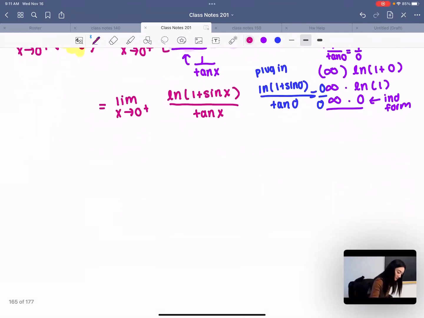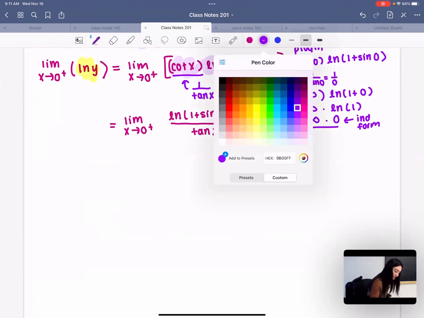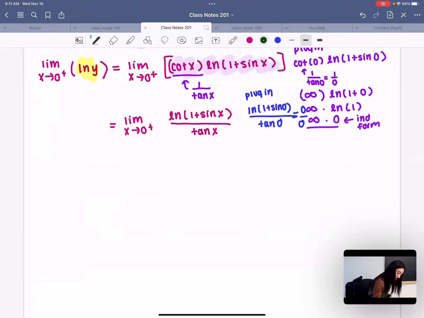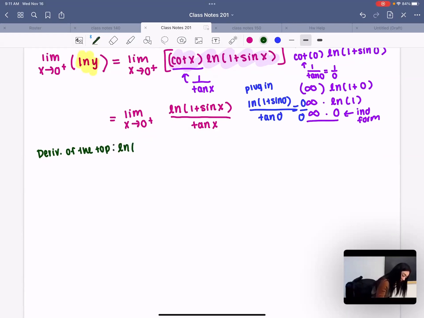Okay, so next step, using L'Hopital's rule. L'Hopital's rule says take the derivative of the top and divide it by the derivative of the bottom. Looking at this, we might have to do a little bit of work to find the derivatives, so why don't we find the derivatives first and then use L'Hopital's rule? Let's do the derivative of the top. I want to find the derivative of the natural log of 1 plus sine of x.